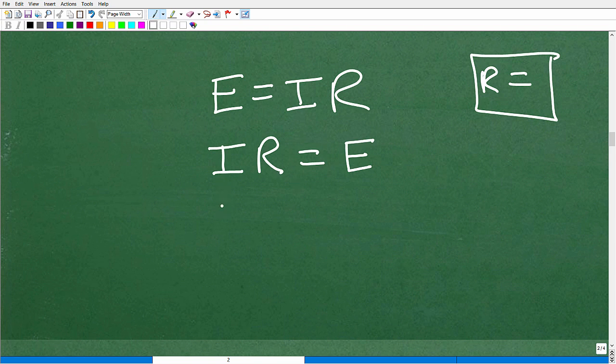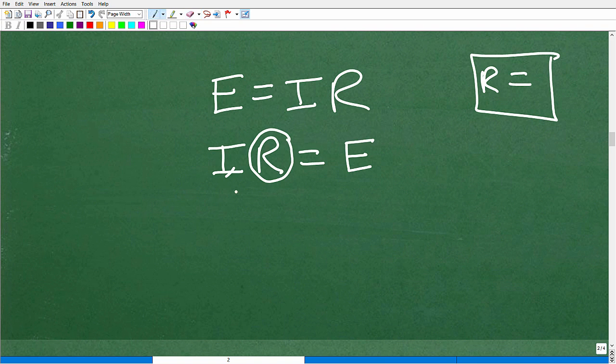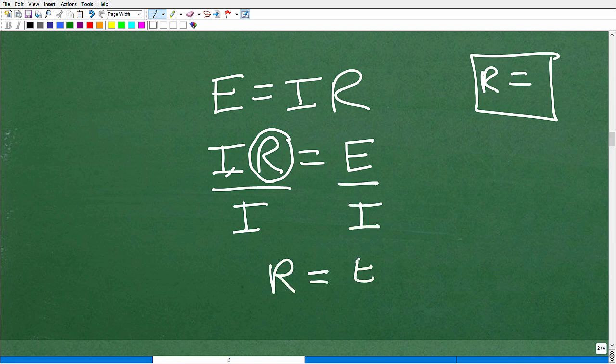Now here, I want you to think of this as 2x equals 10. Remember what we did here? And I'm trying to get R by itself. So if you look here, the I is like in that 2 spot, and the E is like where that 10 was. So I had to just divide both sides of the equation by whatever was in front of the variable that I'm trying to solve for. You understand that? So hopefully you're getting this. So to get R by itself, if I just divide both sides of the equation by I, now I can get R by itself. So R is equal to E divided by I.